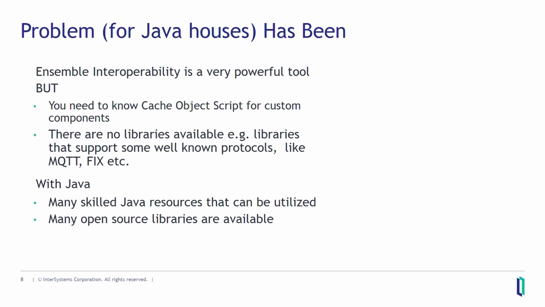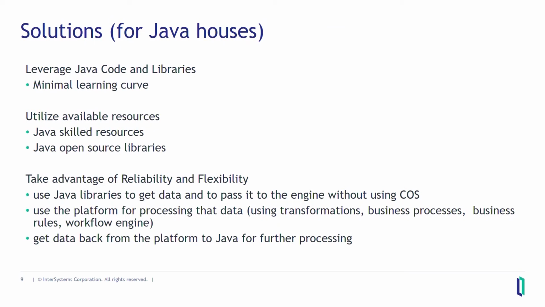So also Java resources are easy to find. There's lots of Java programmers, and again, tons of libraries. So the solution would be for you to be able to leverage those libraries, right? To be able to bring those libraries into the engine so that you could actually use those without having to write a bunch of ObjectScript. So you want to utilize the skills of your current resources and take advantage of the reliability and the flexibility of the engine.